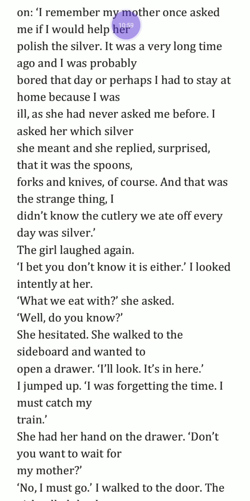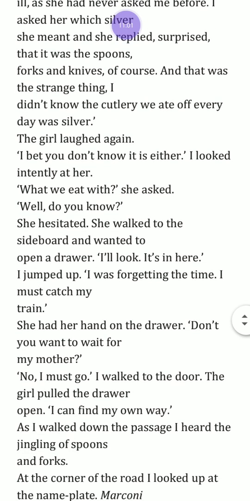And that was the strange thing I did not know. The cutlery we ate off every day was silver. This means the daughter was not familiar with the fact that this spoon is a silver spoon, and it is polished, because it was not hers. They have not used it as the narrator and her mother have used it, because those who have purchased it know the quality and know how it is used.